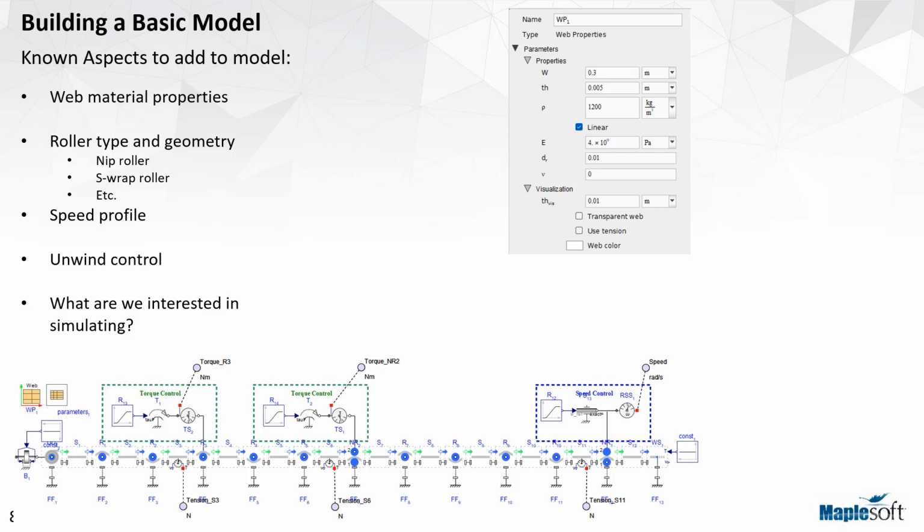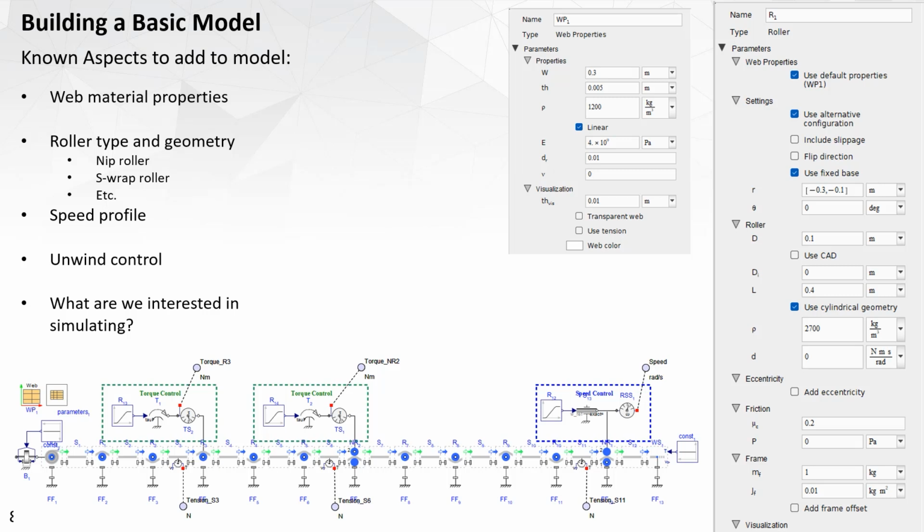You would need the width of your web, thickness, density, and elastic modulus, depending on what you're interested in. And this is also where you would check if it's a linear web properties or not.